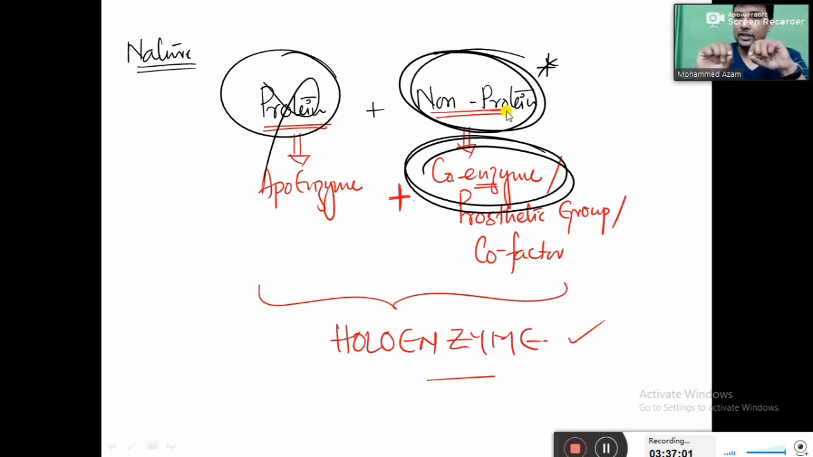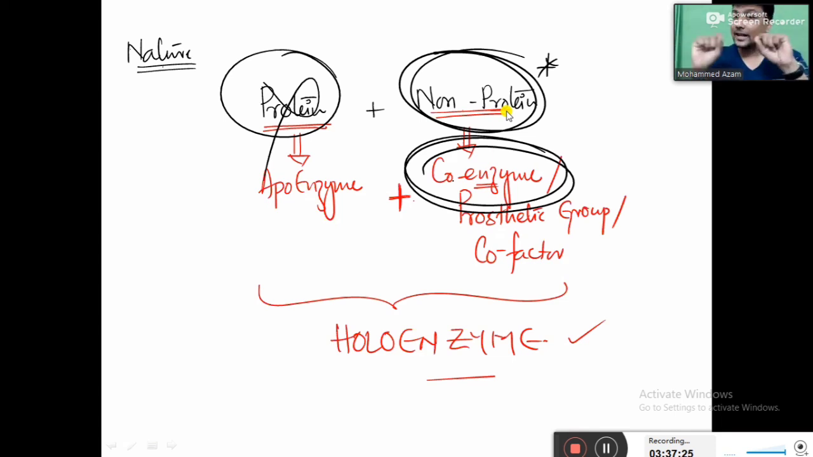Now we are done with the rate limiting enzyme. Of course, copper is a cofactor. In one table, I have given all the rate limiting enzymes. In one table, I have given all the locations. In one table, I have given you all the important amino acids.